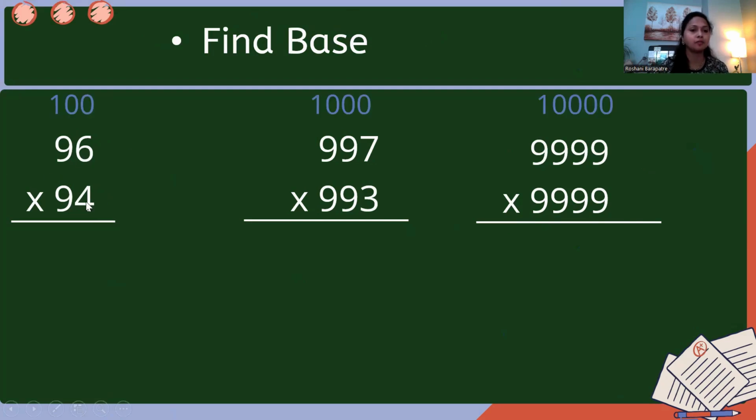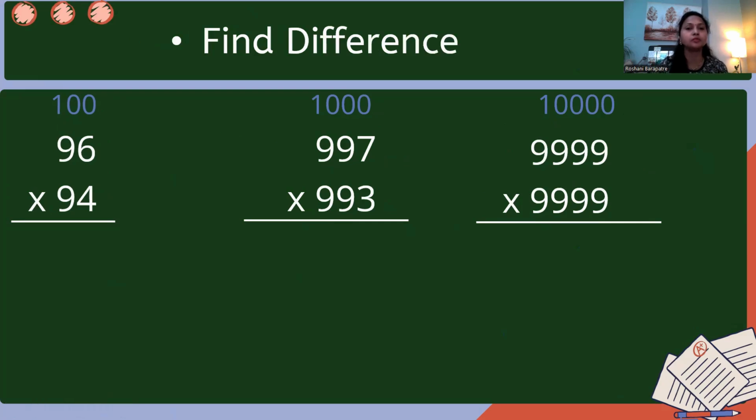96 and 94 are near to 100. So 100 is the base. 997 and 993 are near to 1000. So 1000 is the base, and here 10,000 is the base. Okay, this is the first step, to find the base.